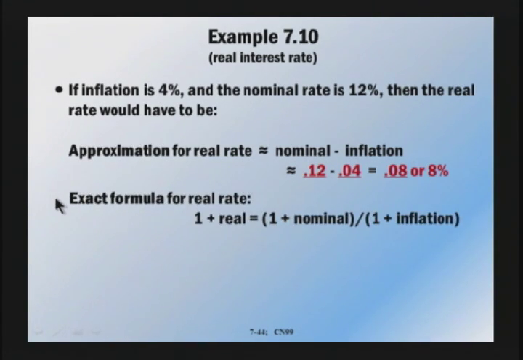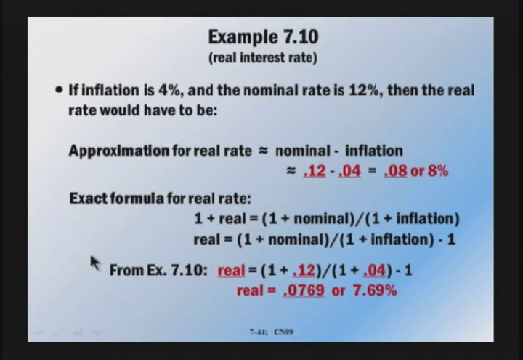The exact formula, we could solve for 1 plus the real rate to be 1 plus nominal divided by 1 plus inflation. Thus, their real return would actually be a little less than the approximation of 8%, at 7.69%.